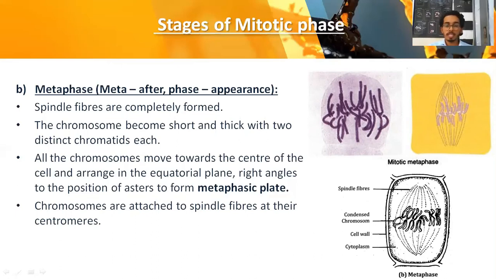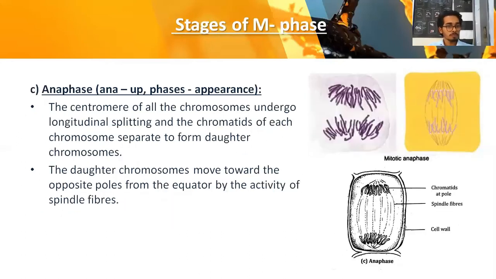The spindle fibers are going to get connected to the centromere, and all these chromosomes will be aligning towards the center. So this is what will be considered as metaphase. Once this metaphase is completed, it will later end into the next phase called anaphase.